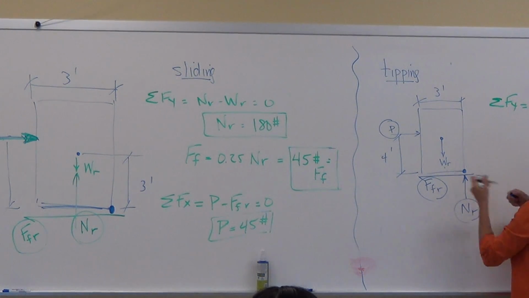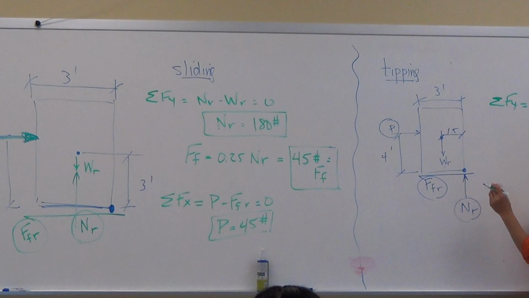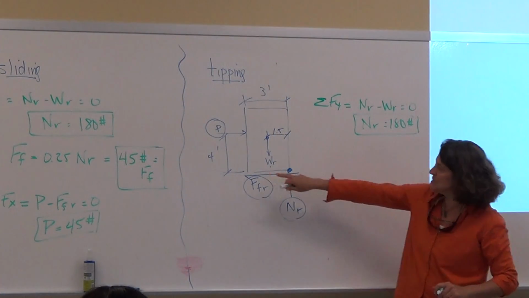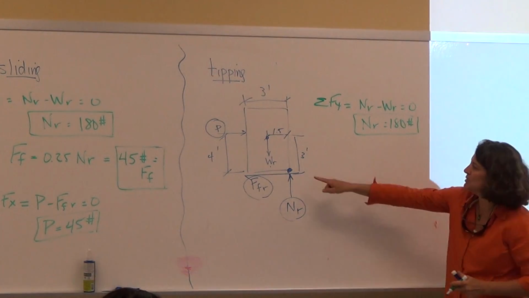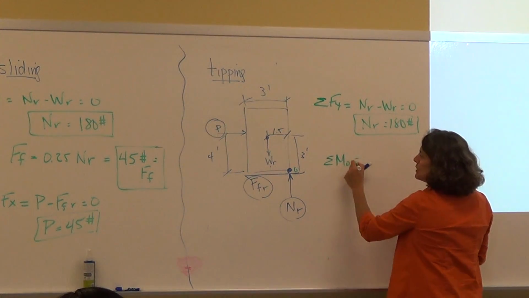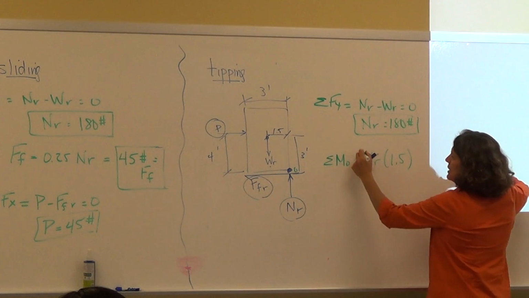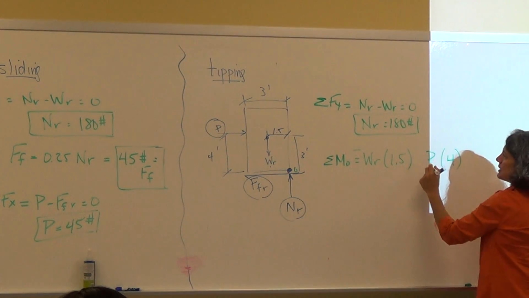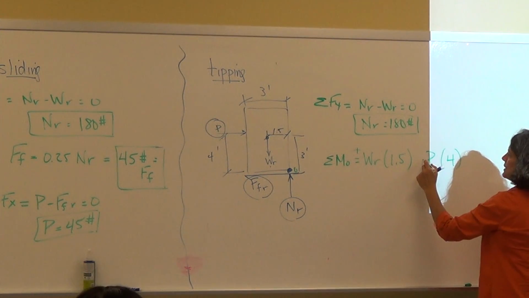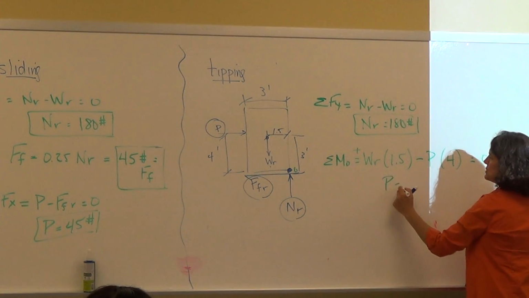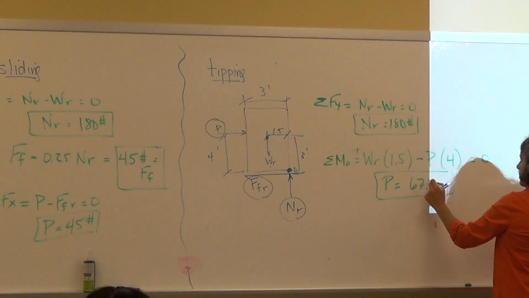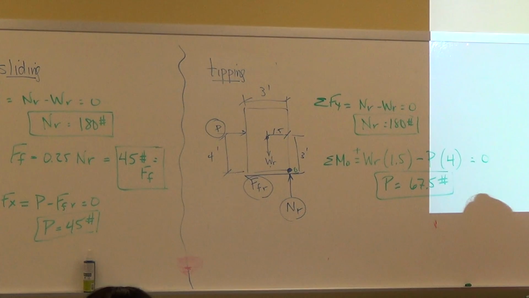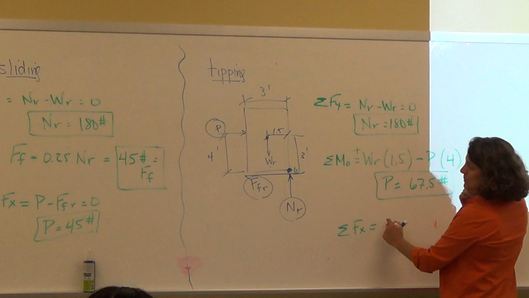This is 1.5, right? I always do the sum of the moments about the corner where it tips, because you're going to get rid of N. This is up 4, this is up 3. So I want to get rid of as many unknowns as I can. If I do it about this point, let's call it point O, sum of the moments about O, what is it? WR times 1.5 negative, and then P times 4 positive, equals 0. And what does P turn out to be? Kyle, you have the sheet. P turns out to be 67.5 pounds. And then we could go ahead, if we wanted, and use the sum of the forces in the X, but I'm going to find the same thing, right?